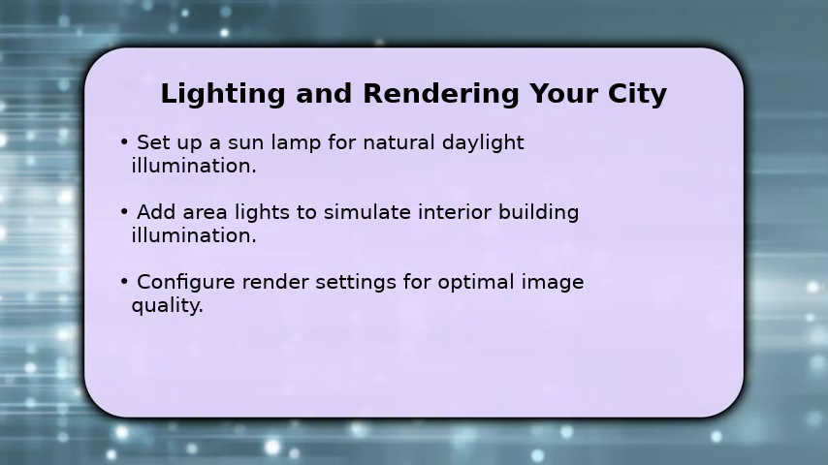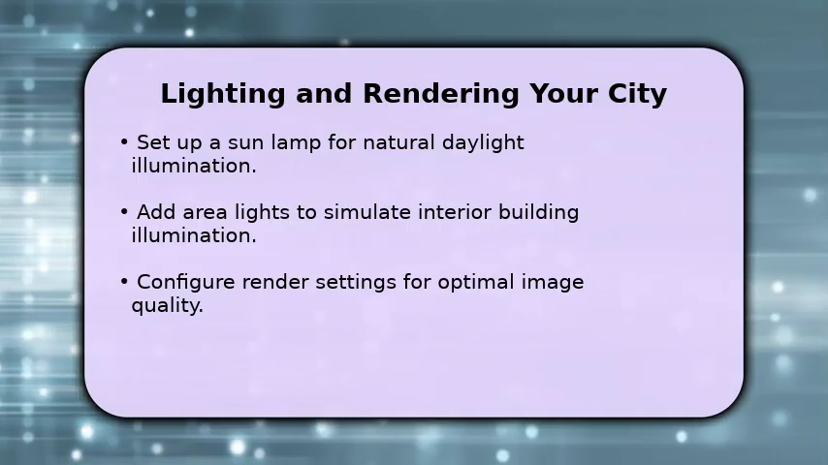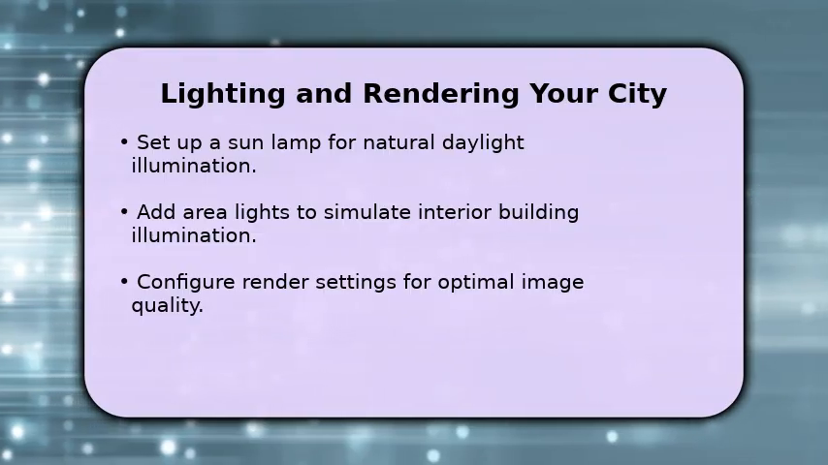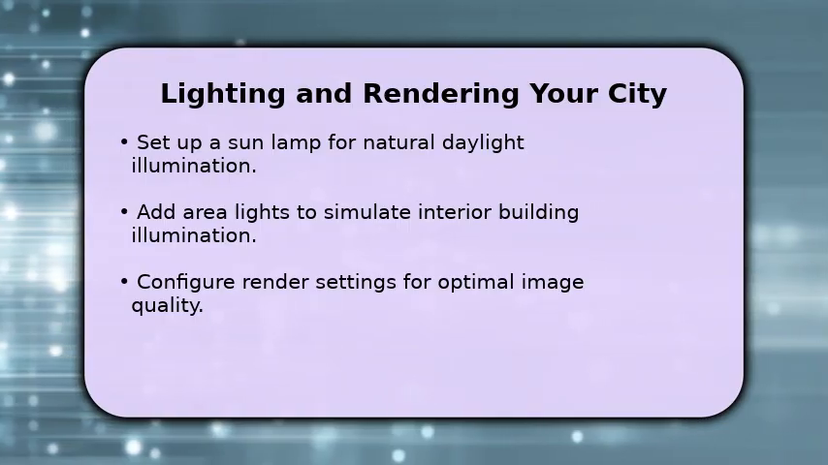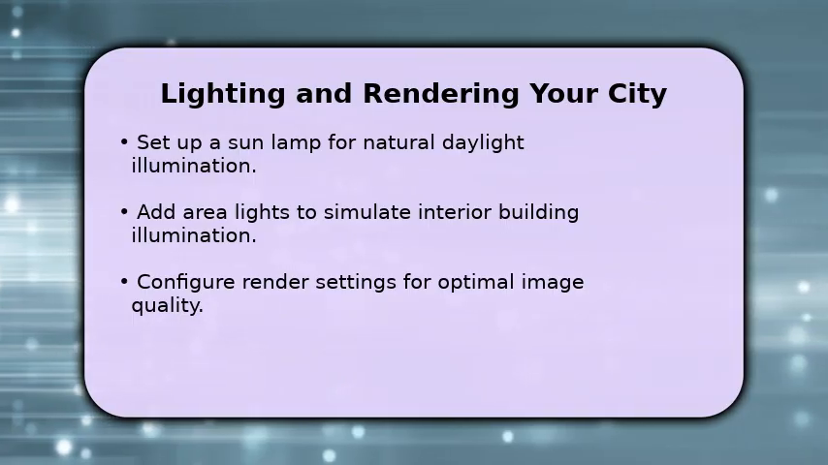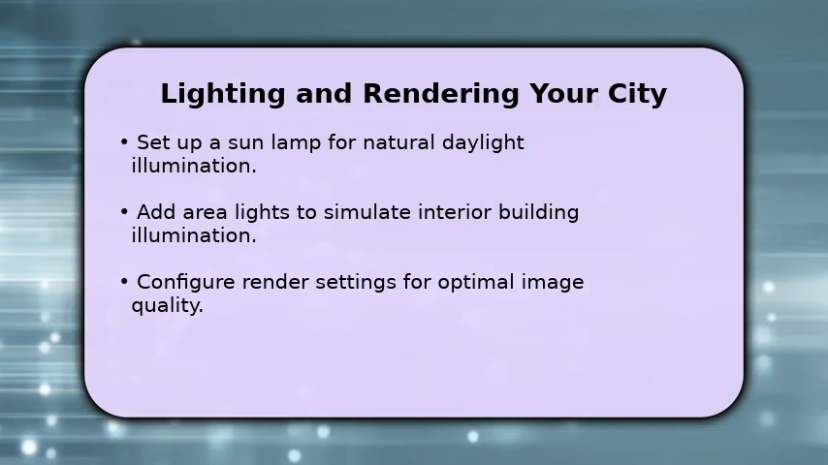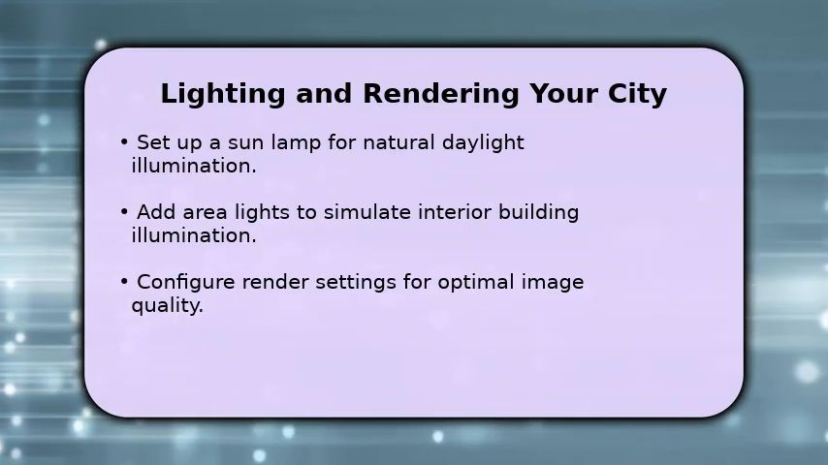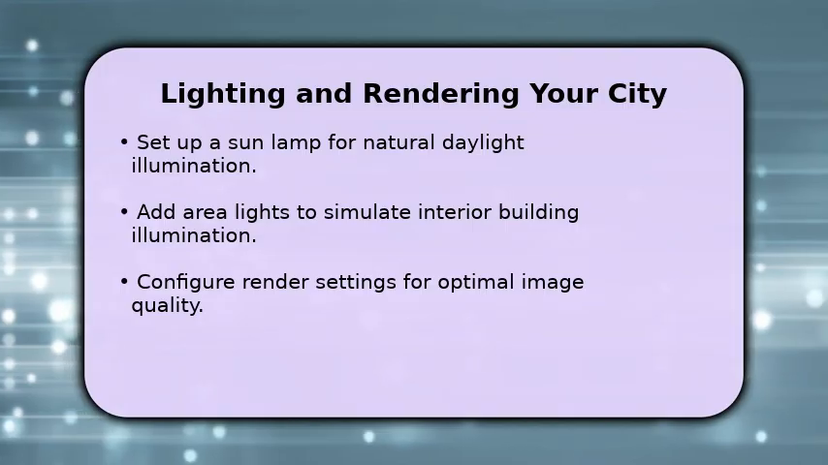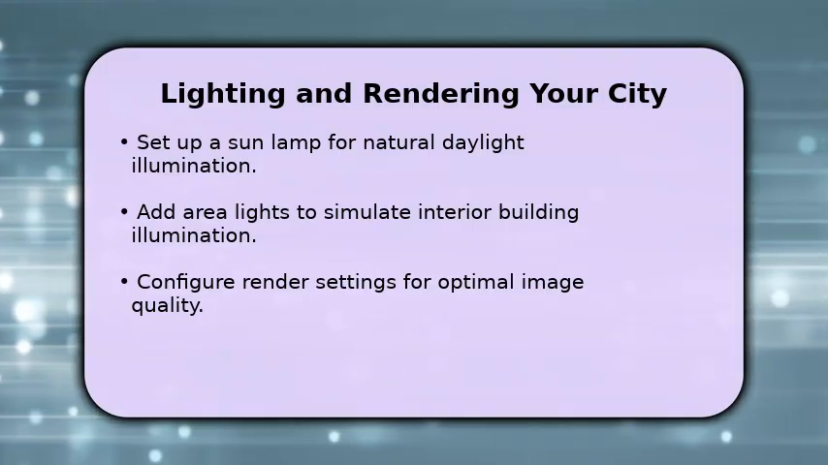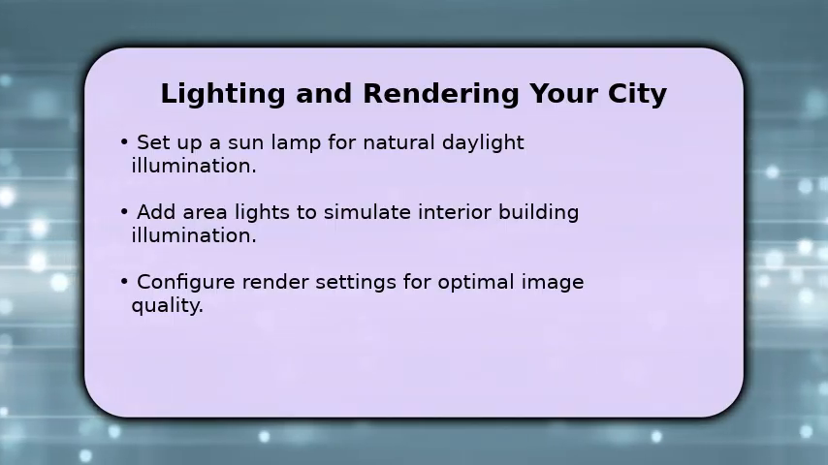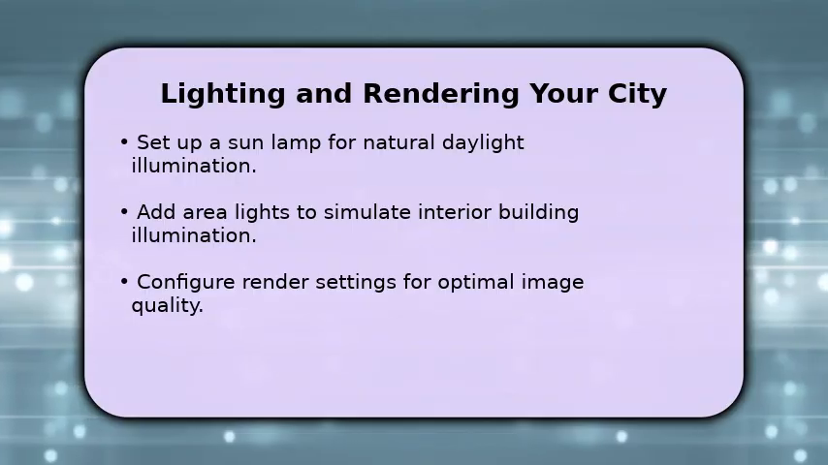The final step in bringing your city to life is proper lighting and rendering. Begin by adding a powerful sun lamp to simulate natural daylight, casting realistic shadows across your urban landscape. To enhance the scene's depth and realism, strategically place area lights within buildings to suggest interior illumination, especially for night scenes. Finally, adjust your render settings, such as samples and resolution, to achieve the desired image quality and produce a stunning, high-fidelity visualization of your meticulously crafted Blender city.